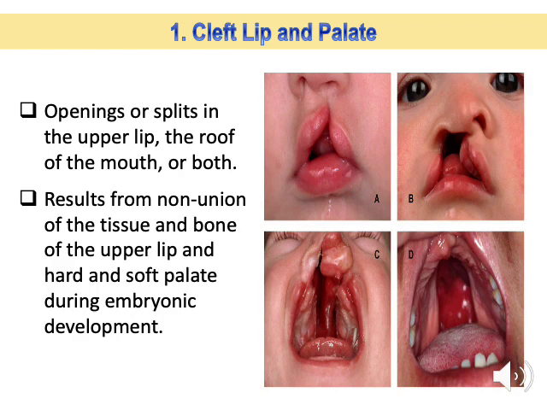This is an opening or split in the upper lip, the roof of the mouth, or both. It results from a non-union of the tissue and bone of the upper lip for cleft lip and the hard and soft palate for cleft palate during embryonic development. These birth defects occur when the facial structures that are developing in the unborn do not form properly.